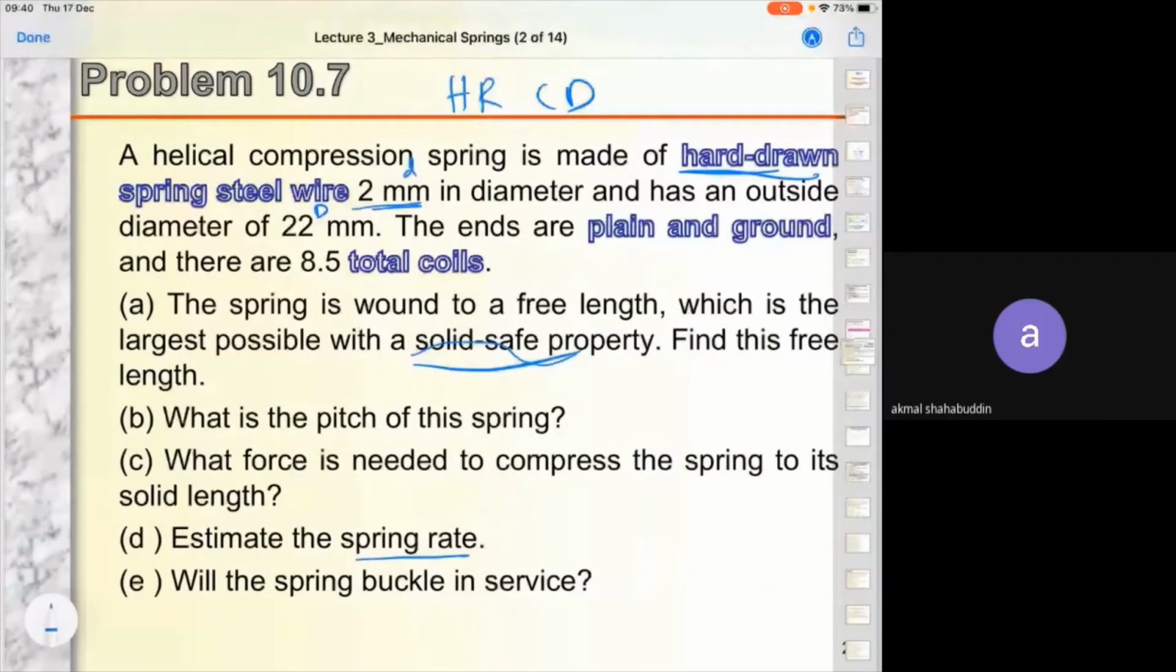8.5 total coils. Okay, for question A, the spring is wound to a free length, which is the largest possible with a solid safe property. This free length means L0. Okay, the issue for us now: what is solid safe property?